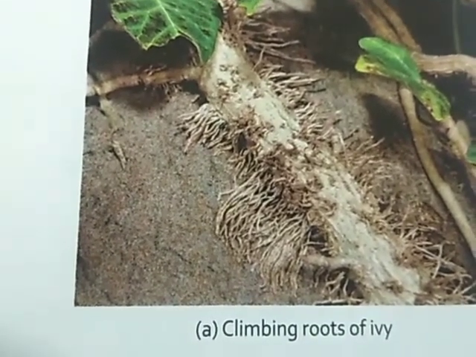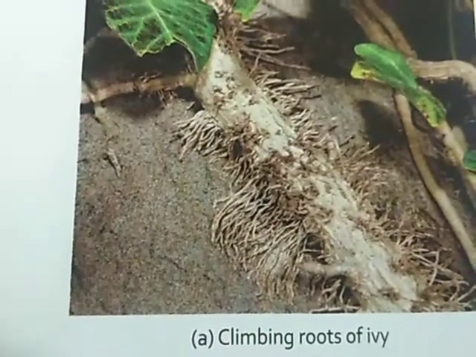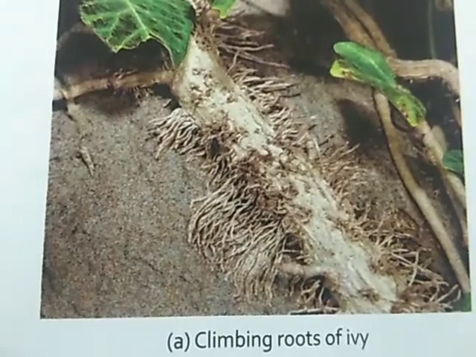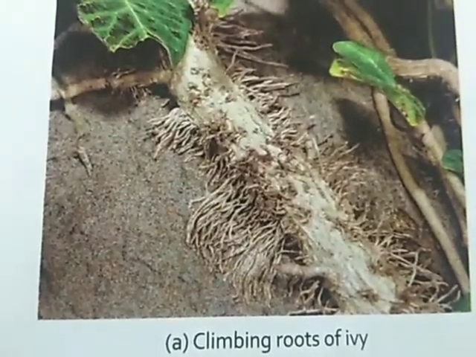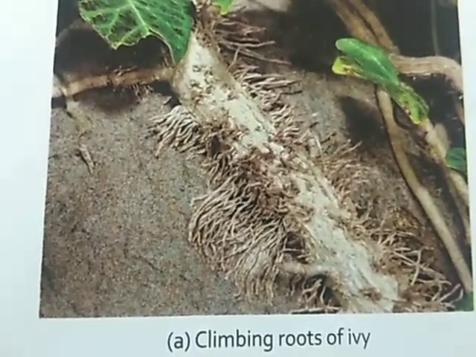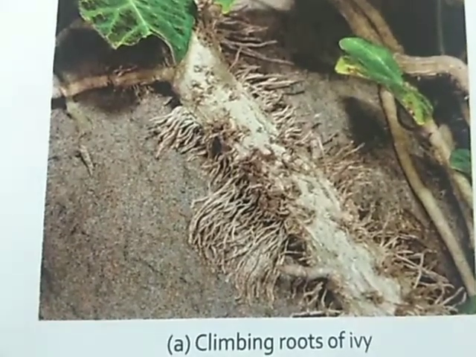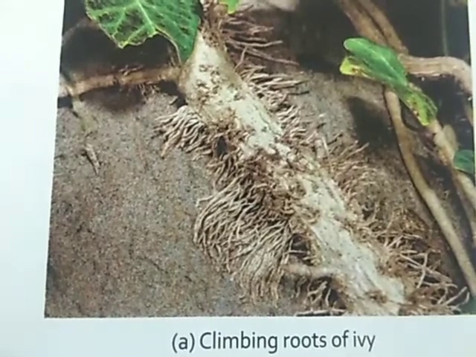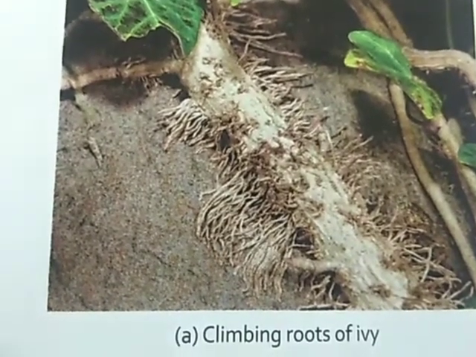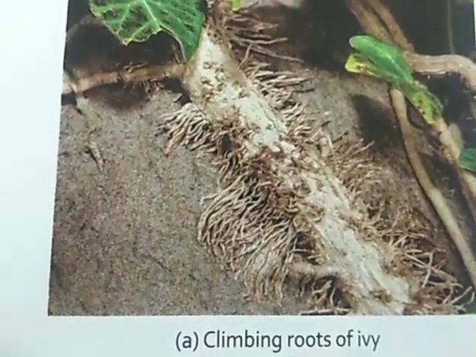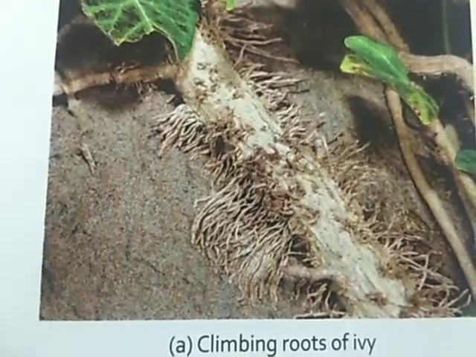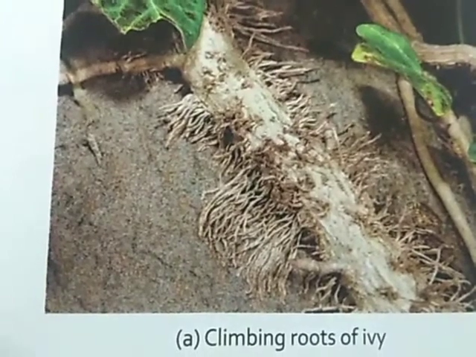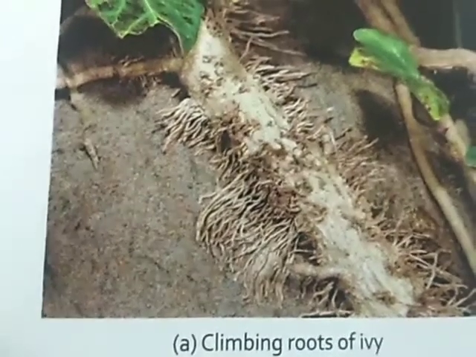These plants have specialized roots that help them to attach themselves to a support such as a wall or a tree trunk. Climbing roots will not be inside the ground only; we can see them above the ground. They will attach to the wall and even the tree trunk, or sometimes a stick we keep, and the climber will grow. This type of root is known as climbing roots.